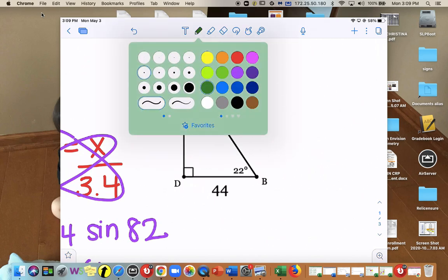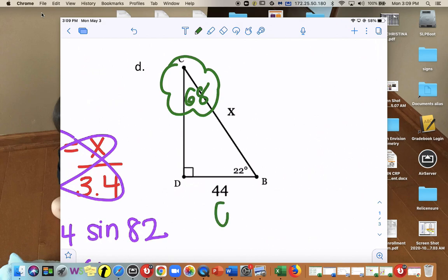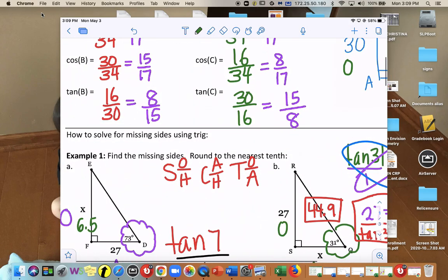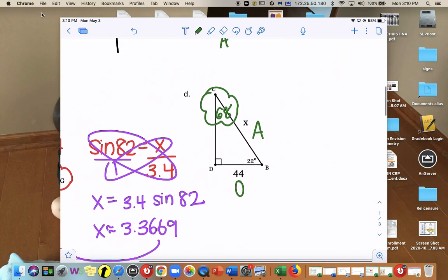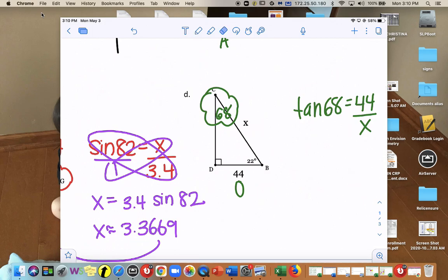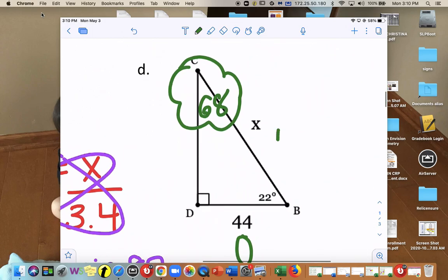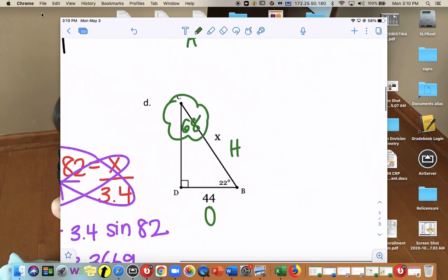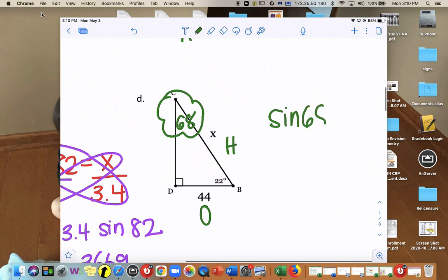Okay, so here I'm going to choose this angle this time. And this time I have the opposite, I have the adjacent. So that is going to be tangent. We have opposite and adjacent. So we'll say tangent of 68 equals the opposite side over the adjacent. No, it's hypotenuse, not adjacent, silly me. Okay, so it's not tangent. The adjacent side would be over here, but it's the longest side, so this will be sine, opposite, and hypotenuse is sine. Okay, so sine of 68 equals 44 over the hypotenuse, x, and then we'll cross multiply and solve.